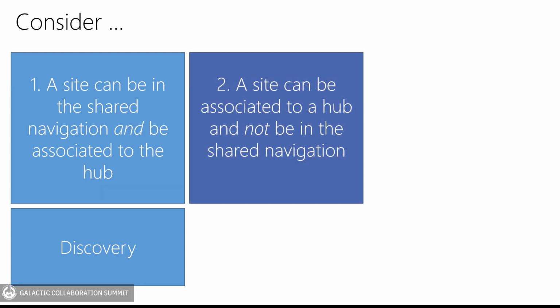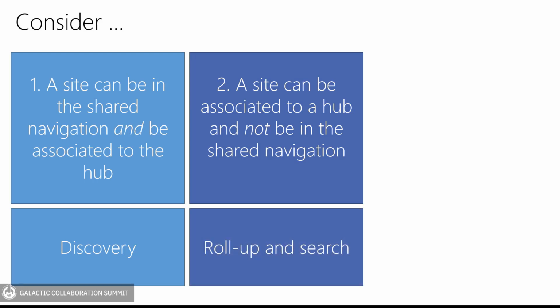And the second option is that we can associate a site to the hub and not show it in the shared navigation. Now, one reason you might want to do this is because the site is private, although once we get the ability to audience target, we may not need to do that so much. But the idea here is that if you know about the site, you know where to find it, and we want to include it in roll up and search, but we may not necessarily want to add it to the navigation.